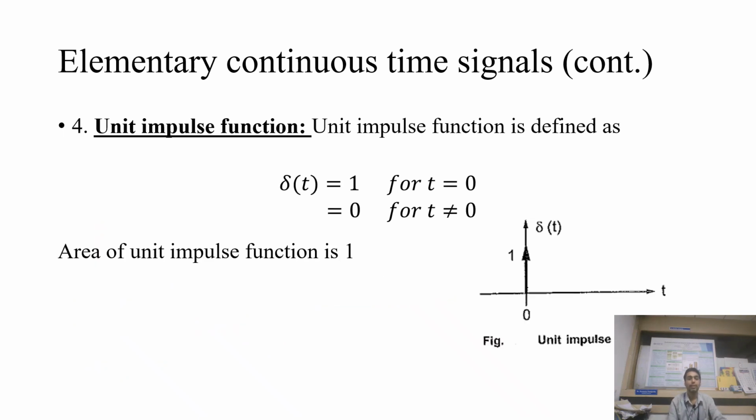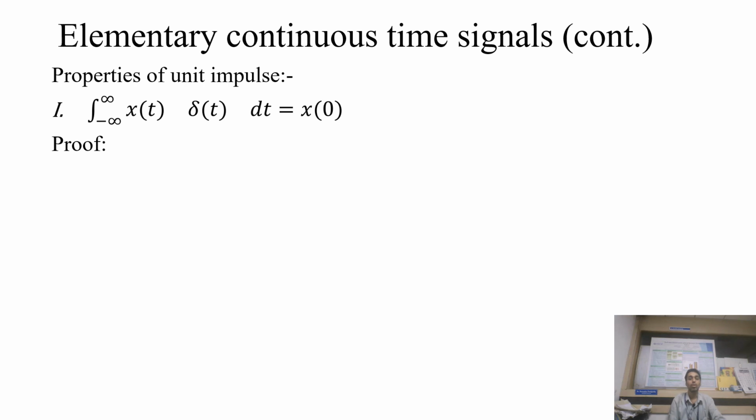Next one is the unit impulse function. The unit impulse function is del of t equal to 1 for t equal to 0 and 0 otherwise. So only when t is equal to 0 will you get a value. Other than that, we will not get any value. That is called the unit impulse function. Now the properties. The first property is the integration from minus infinity to infinity of x of t del of t dt is equal to x of 0. What is del of t? I said already that the unit impulse function del of t is equal to 1 for t equal to 0 and 0 otherwise.